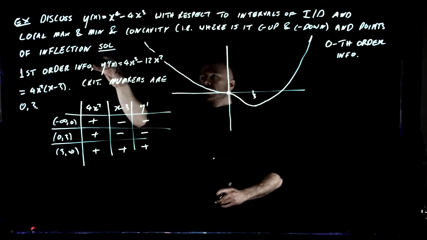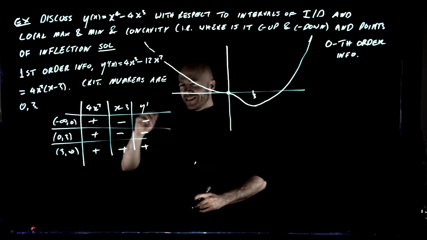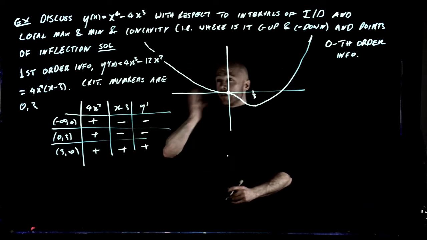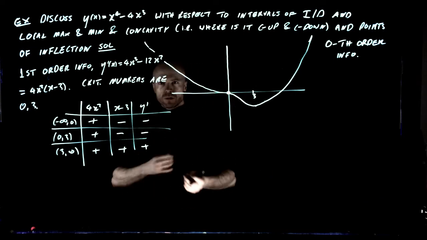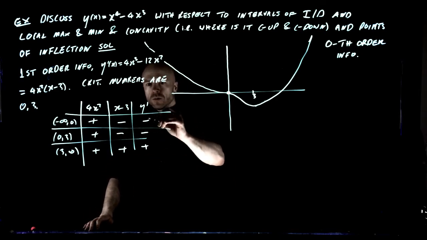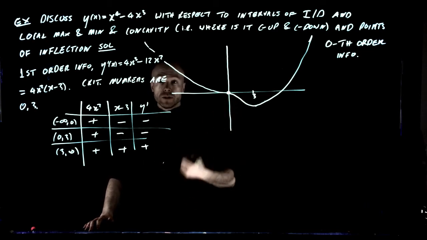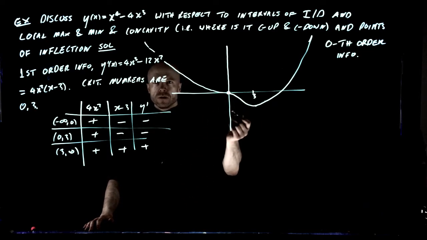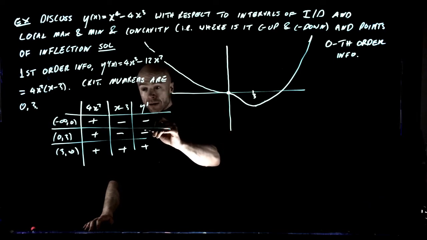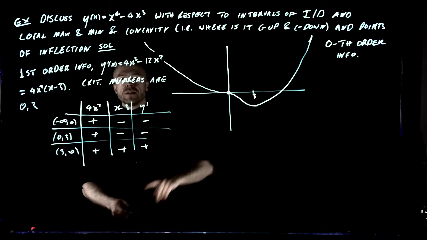local maxes and mins. So they're only going to come about at the critical numbers. The critical numbers are 0 and 3. At 0 we go from minus to minus, so nothing is happening here, and we see it in the diagram. So there's no local max or local min here. Here we have negative to positive at 3, so that's a local min.